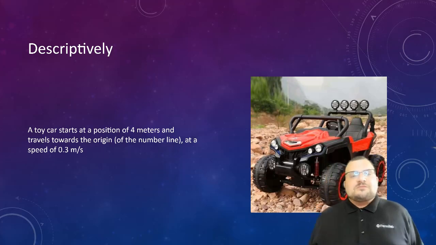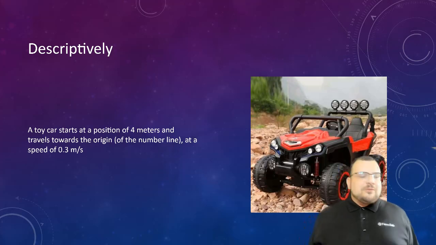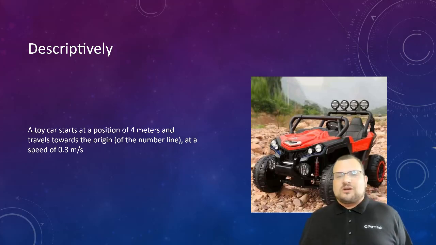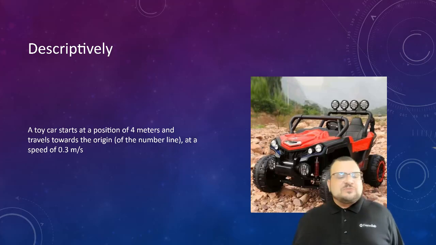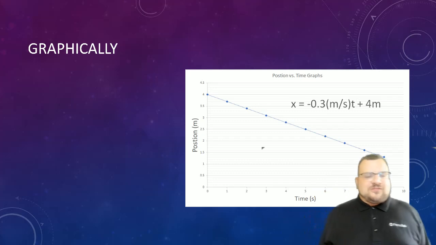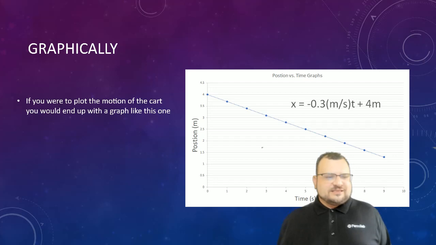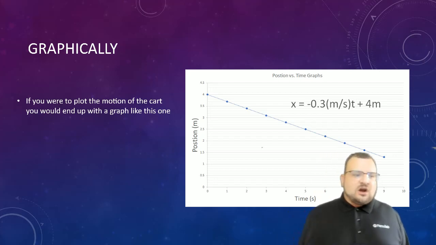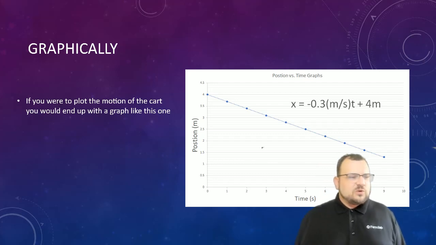For example, this might be an experiment that you can carry out in physics class, or just what you do fooling around with your toy cars. Here we have a toy car that starts at a position of 4 meters and travels towards the origin, and that's just wherever you decided here to be 0, at a speed of 0.3 meters per second. So we could graph this, and we could plot the motion of where that car is with respect to when that car is there. And we'd end up with a plot that looks very similar to this one.